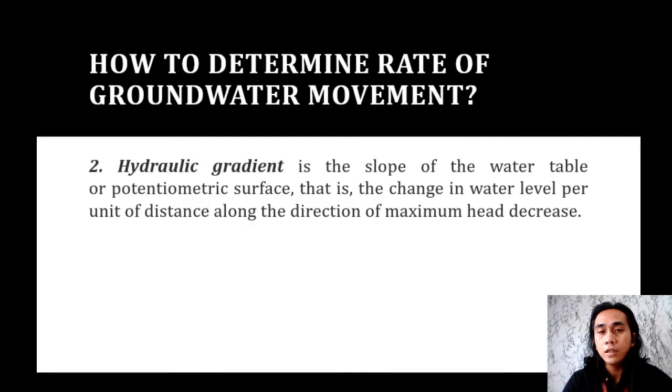Second is the hydraulic gradient. It is the slope of the water table or potentiometric surface, that is, the change in water level per unit of distance along the direction of maximum head decrease. It is determined by measuring the water level in several wells.